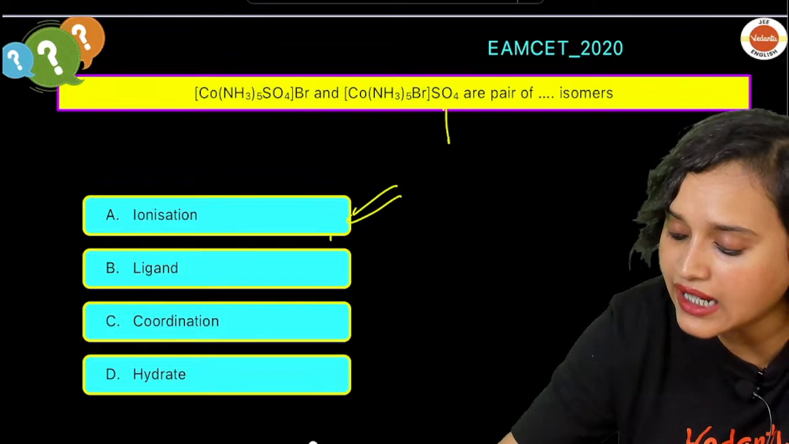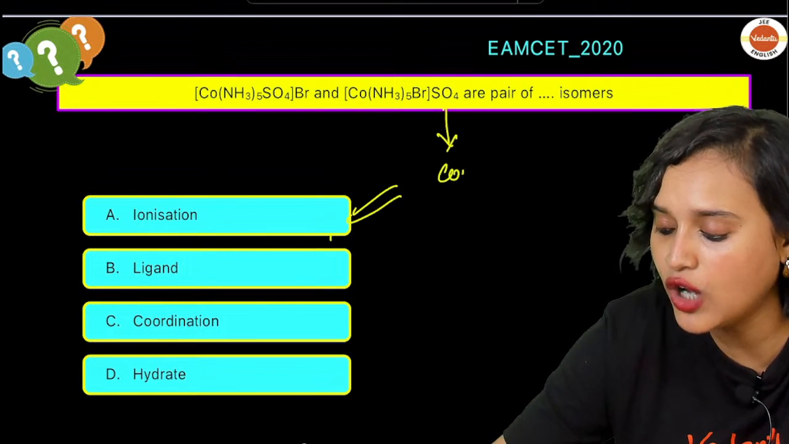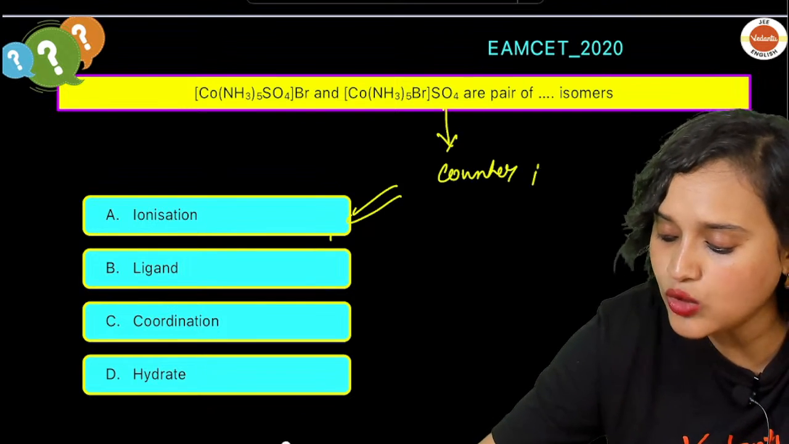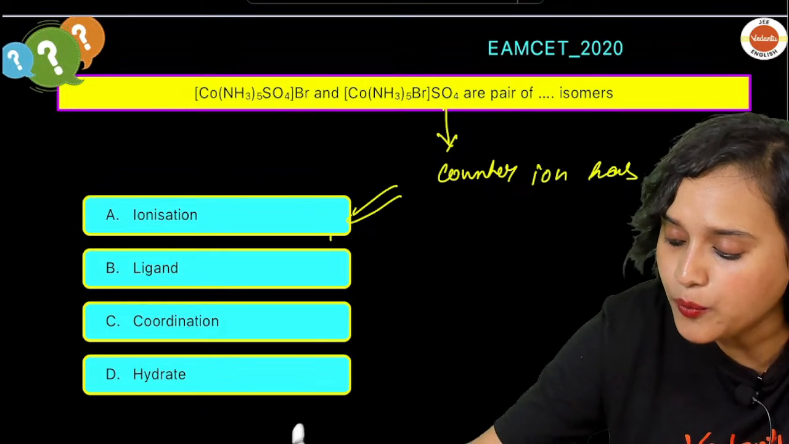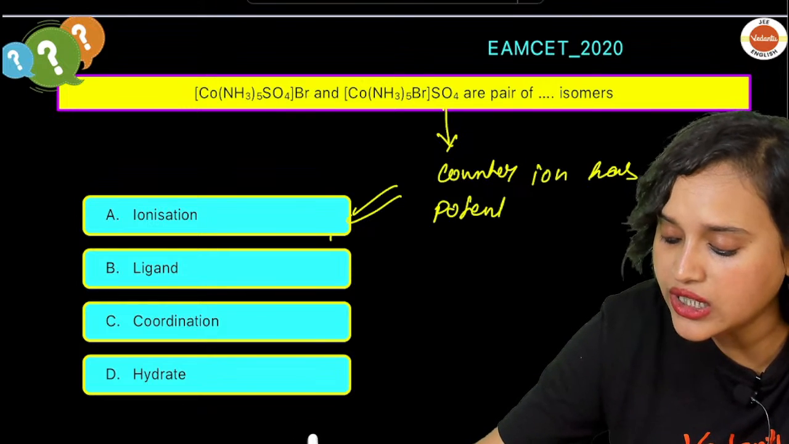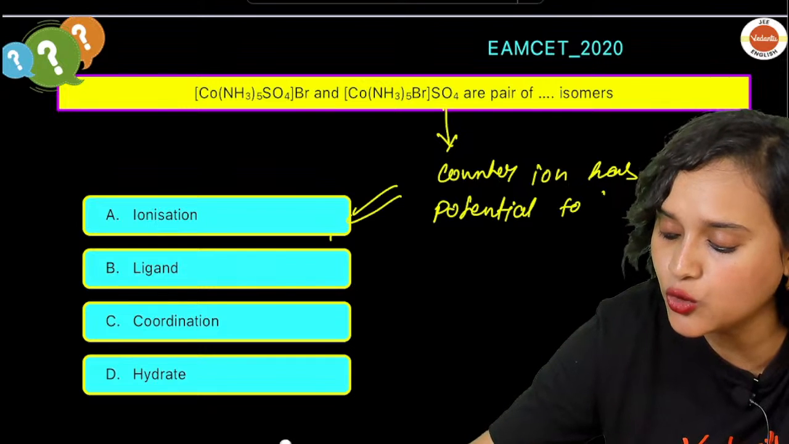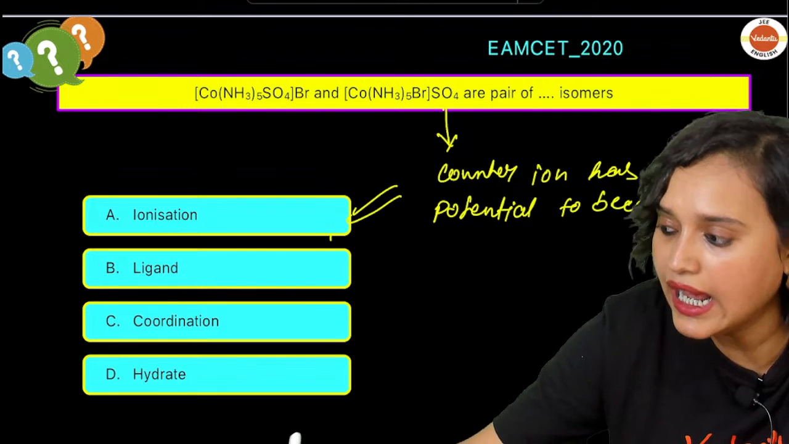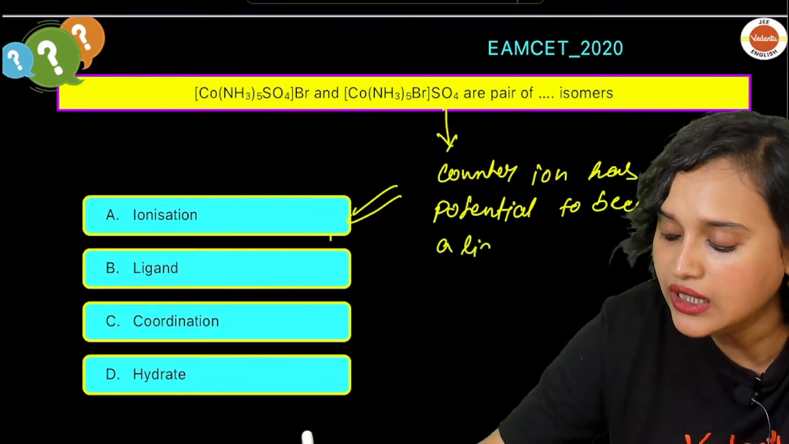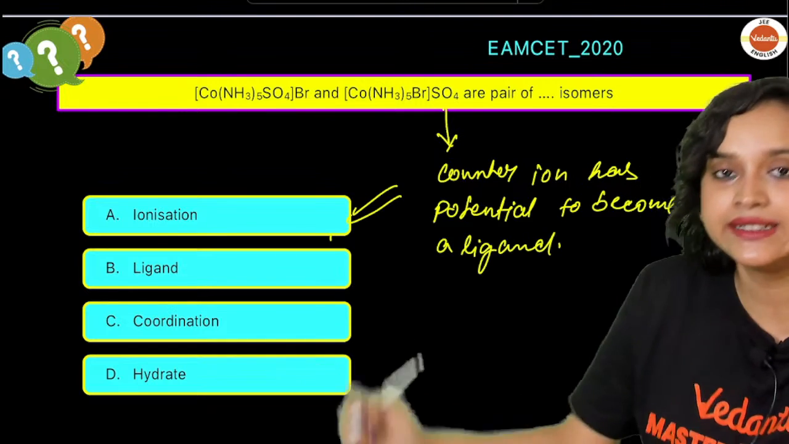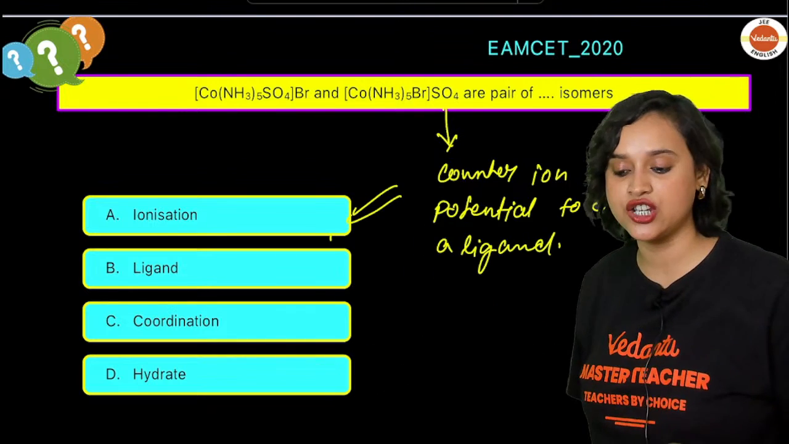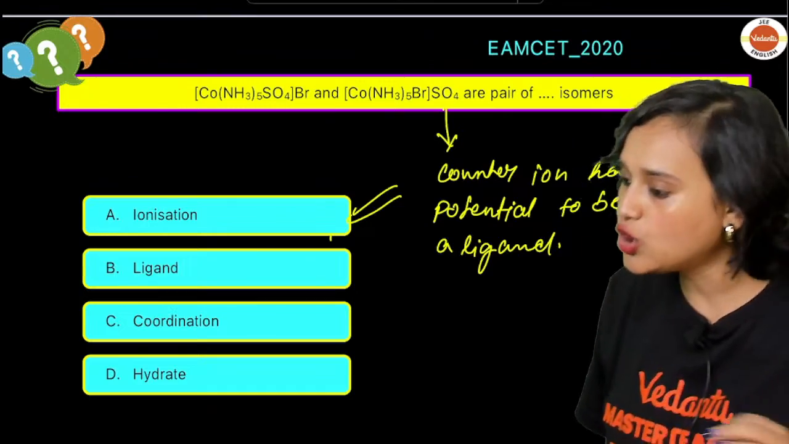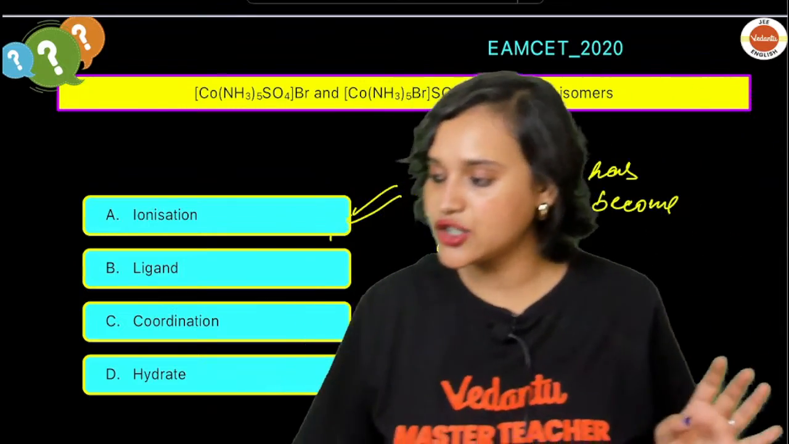That means that the counter ion also has the potential to become a ligand, okay? To become a ligand. Am I clear? That is called ionization isomerization. Cool. Okay, everybody understood? Very good.